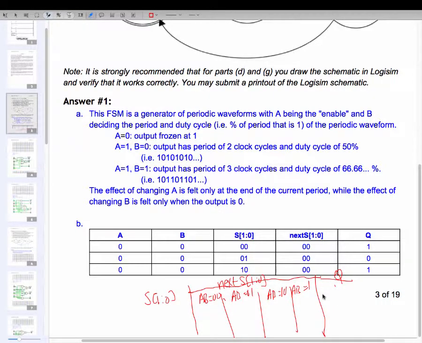Is there any situation where the output depends on what your next state is going to be? No, can't. Cannot, right? I mean, think about it. You are asking it to predict the future. But we are describing combinational logic. All it has access to is what is the situation right now.